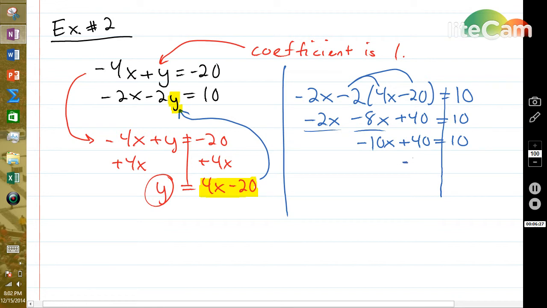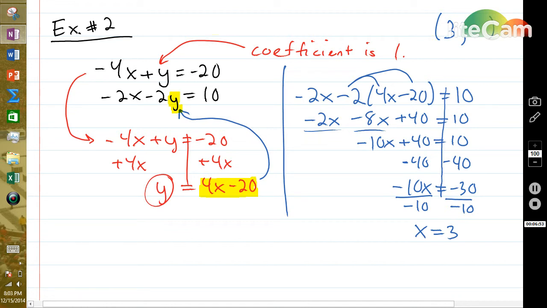It's a two-step equation from here. Subtract 40 from both sides. Negative 10x equals negative 30. Final step, divide both sides by negative 10. x equals 3. So our solution to the system right now, we have an x value of 3. For every solution, remember, you need an x and a y value.